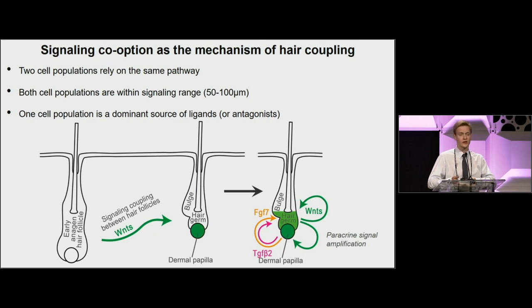Signaling co-option is a phenomenon that essentially requires three components. First, two cell populations that interact need to necessarily rely on the same signaling pathway. Both cell populations need to reside within a signaling gradient range, which is normally on the order of 100 microns or less. And out of the two interacting populations, one should be the dominant source of the activator, so it will be the driver of the interaction, while the second population will be its recipient.